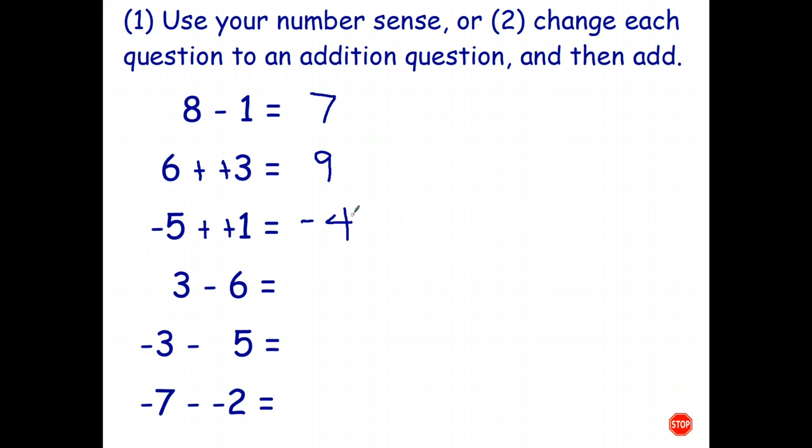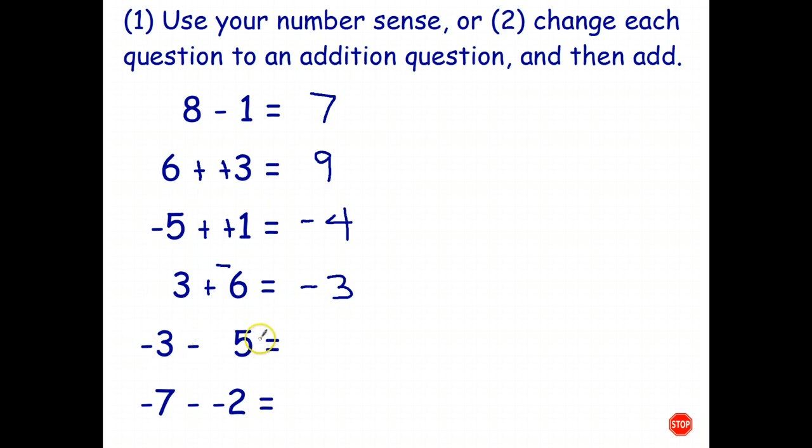3 take away 6. Well, I always think of these, if I'm taking a bigger number away from a smaller number, I'm going to end up in the negatives. So to me, I can just think of that one using my number sense and just get -3, or change it to add the negative. I've got $3 in one pocket, a bill for $6 in the other pocket. Therefore, when I pay off part of the bill, I still owe $3.